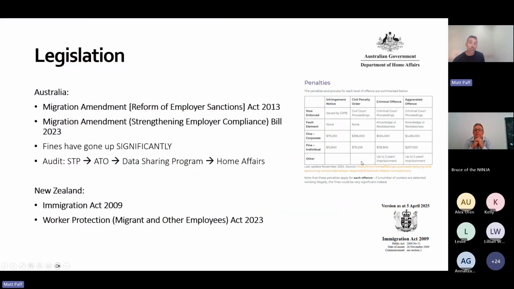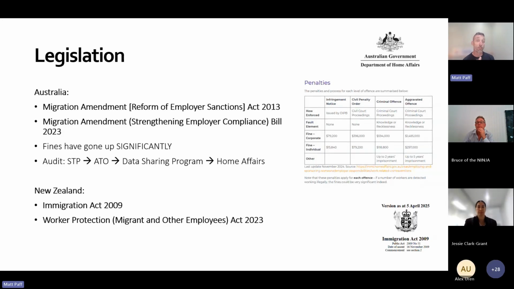Let's just talk about the legislation briefly. If you do want to go away and do your own research, you can. Ultimately, the Migration Amendment Act has subsequently had a few amendments to it, and importantly was one in 2023 called the Migration Amendment Strengthening Employer Compliance Bill. The fines went up astronomically at that point, and so the fines in Australia can be as large as $1.485 million per offence, and an offence is one employee working in breach of their visa conditions.